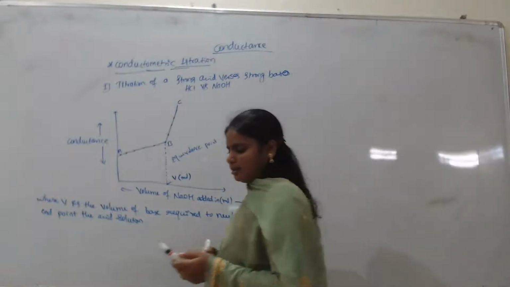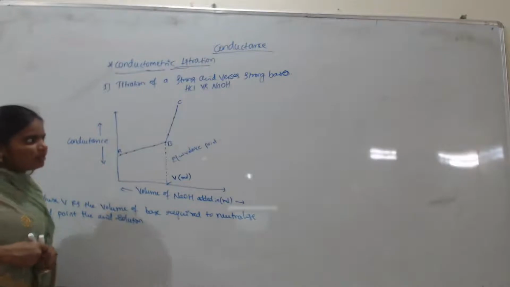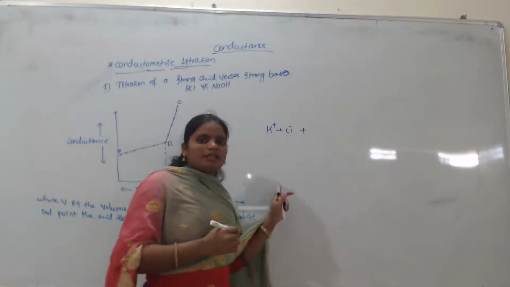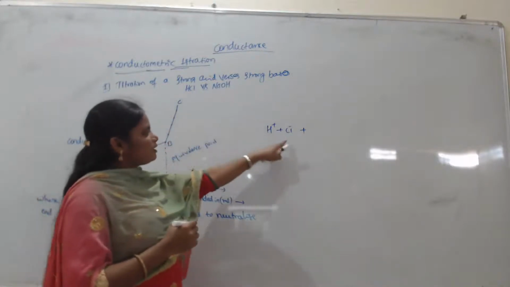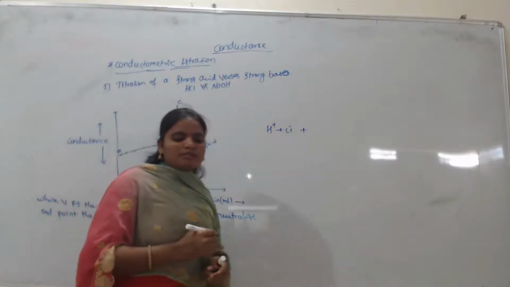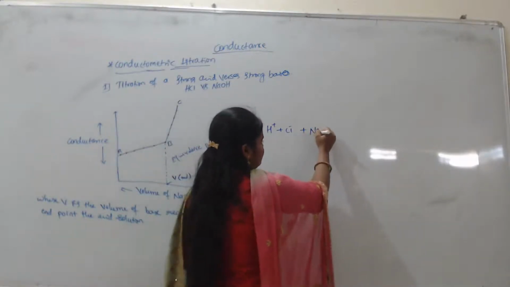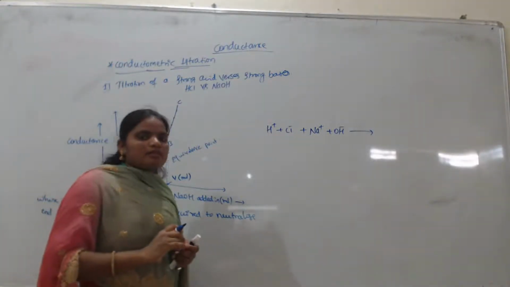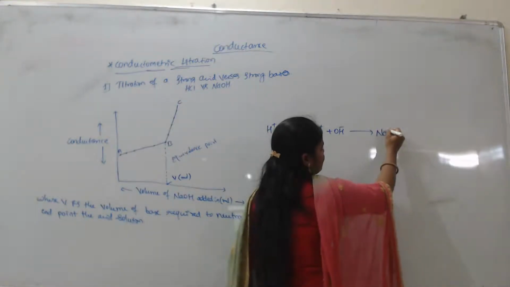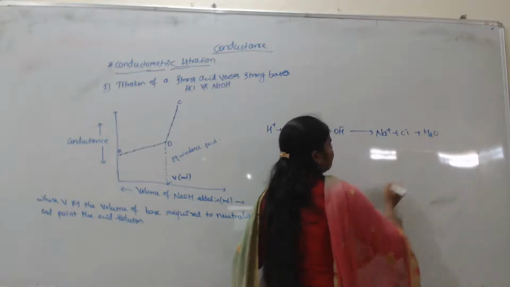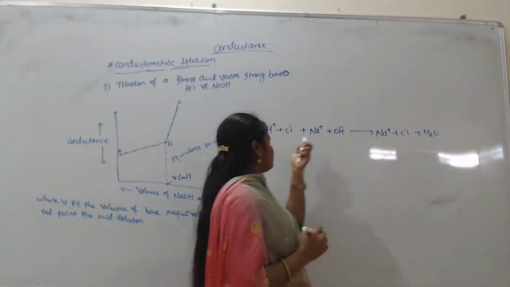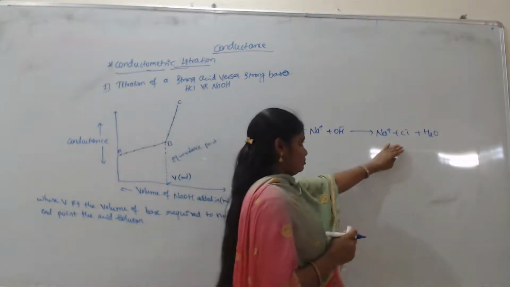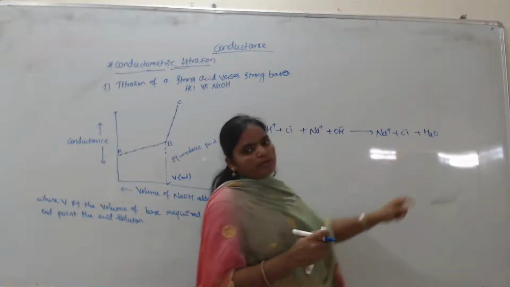Here the reaction is H+ Cl- plus NaOH. One is HCl, H+ and Cl-, and the other is NaOH, Na+ and OH-. You get Na+ and Cl- and H2O. So here we get NaCl. This is the strong acid, hydrochloric acid, and sodium hydroxide, and you get sodium ion, chloride ion and a water molecule.